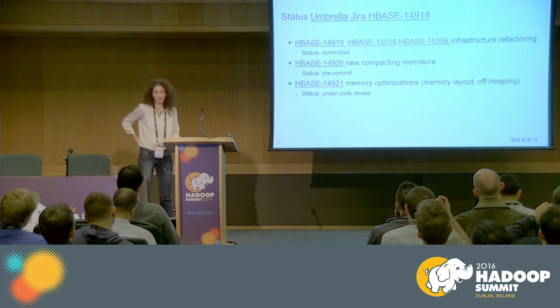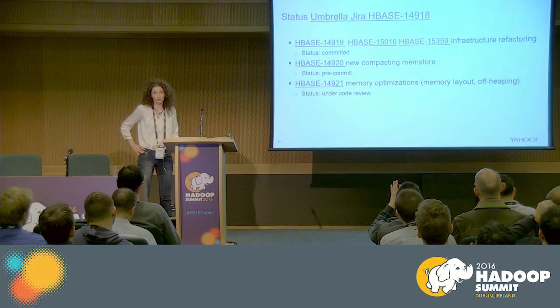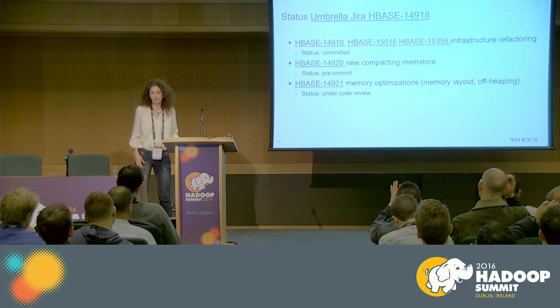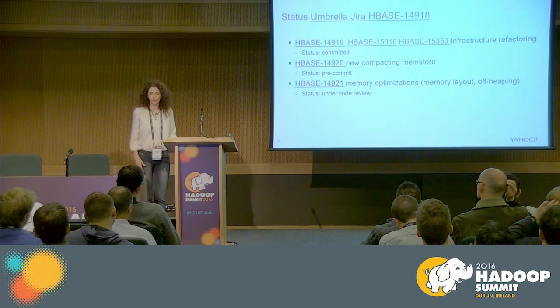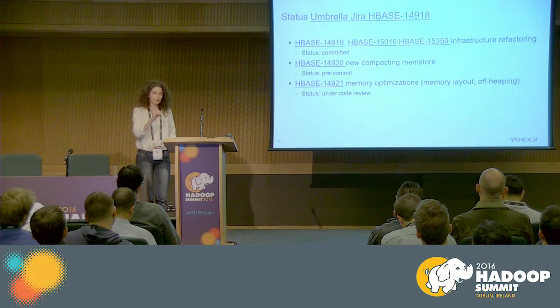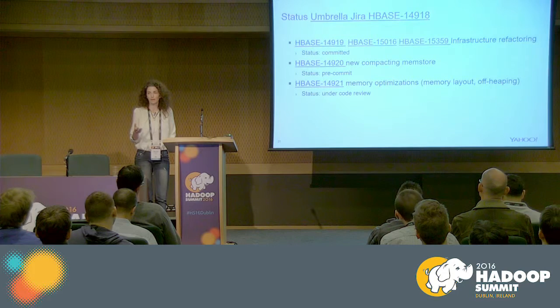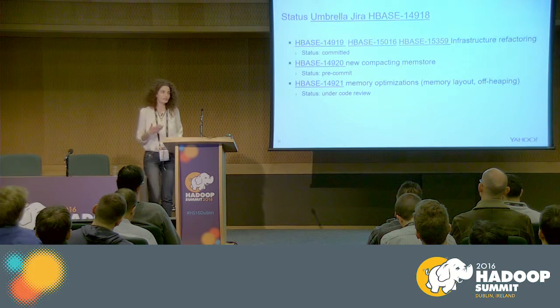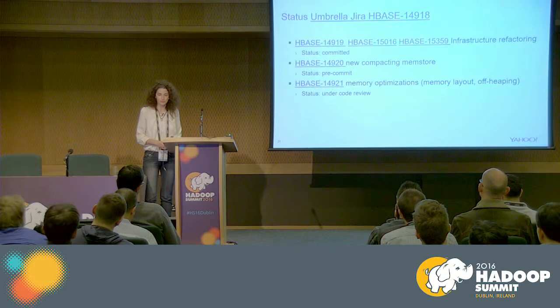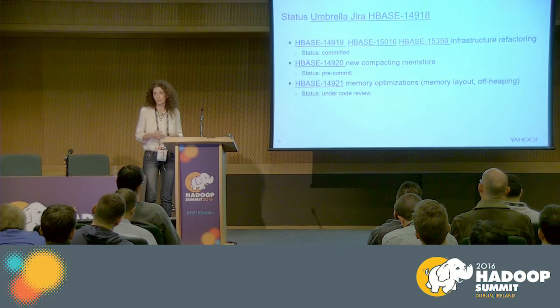The status of the project is currently as follows. We have an umbrella JIRA that has several subtasks, 3 of which involve major infrastructure refactoring of the core memstore building blocks and are already committed. The JIRA that introduces the new compacting memstore is now in advanced stages, and we hope it will be committed very soon. And finally, the memory optimization subtask is still work in progress, and it's under the code review of the community.